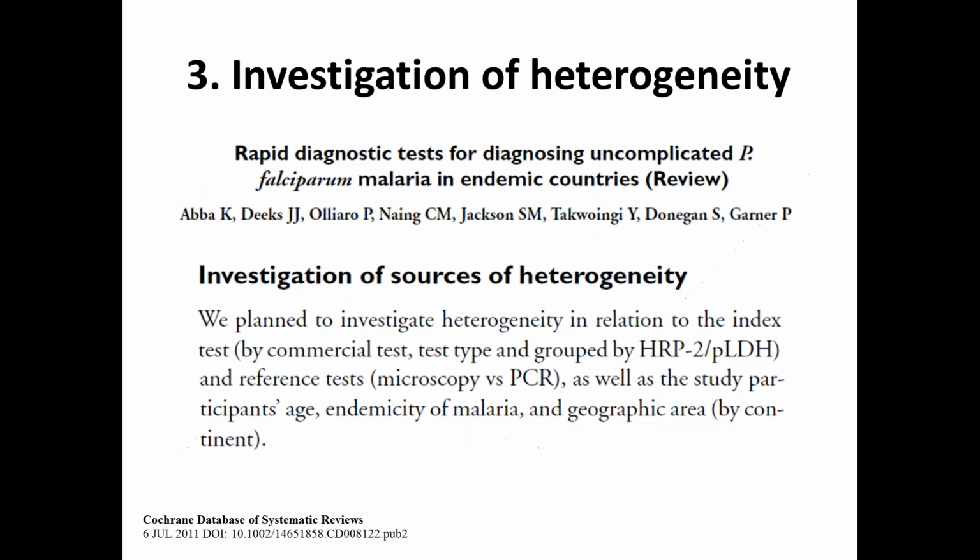And finally, investigation of heterogeneity, the third type of analysis that can be done. And in the malaria review, we wanted to investigate certain covariates. And one of the key things that we investigated here was whether test accuracy differed by continent, so comparing studies done in Africa versus those done in Asia versus South America. And we chose continent because we were interested in the endemicity of malaria, but there was no data on that, so we used continent as a proxy for endemicity. And you can see details of that analysis in the review.